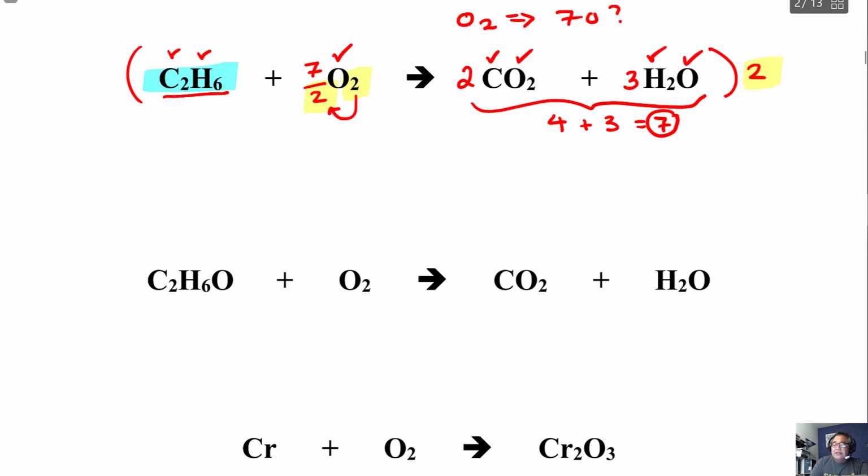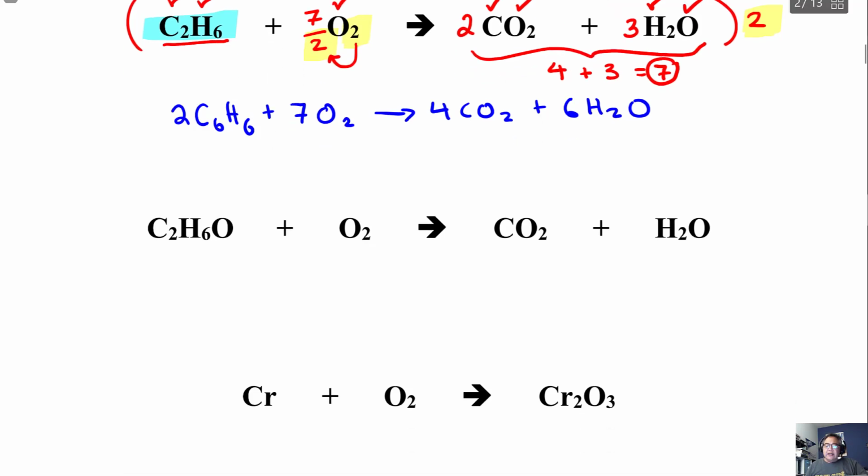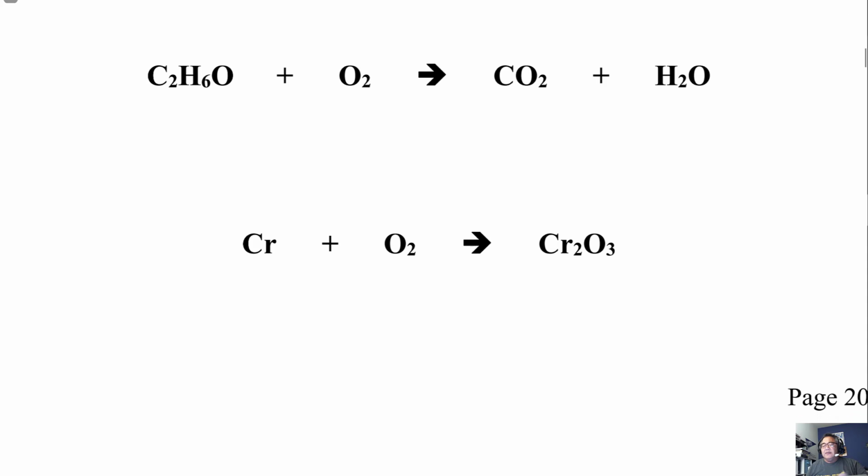So my reaction when it's all done will be this: 2C6H6 plus 7 O2s makes 4 CO2s plus 6 H2Os. Okay? So I'll show you how to do the next one too, because this is again one of those tricky ones to think about.